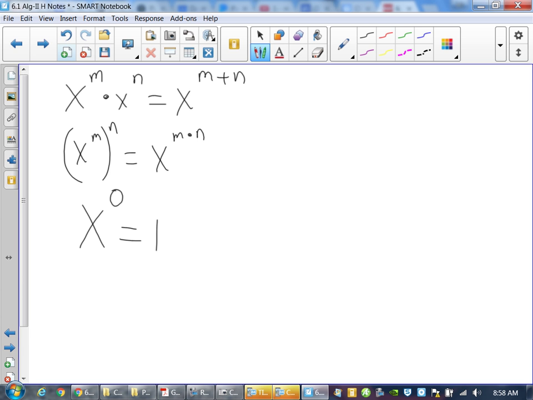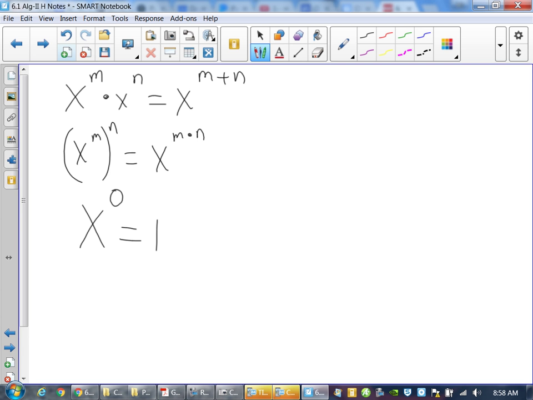When you have 2 to the fifth divided by 2 squared, how much was 2 to the 5th? 32. And then 2 squared is 4. What's 32 divided by 4? Which is 2 to what power? What happened with the exponents? Subtract them. But here's a kick.